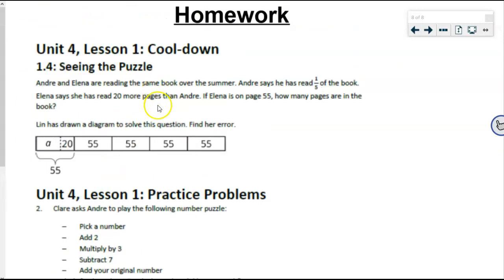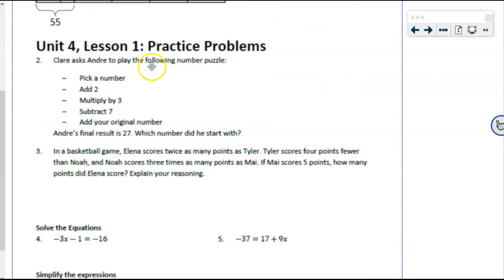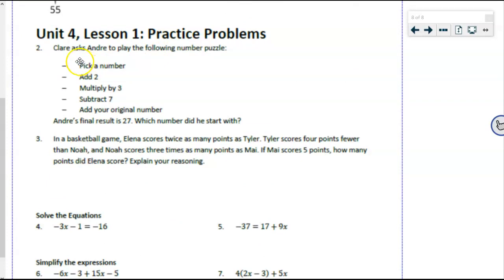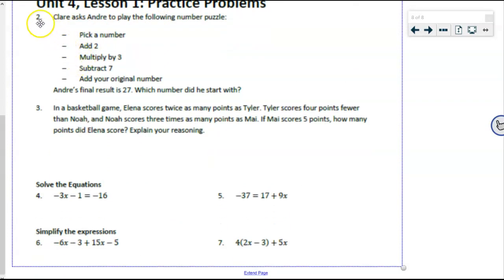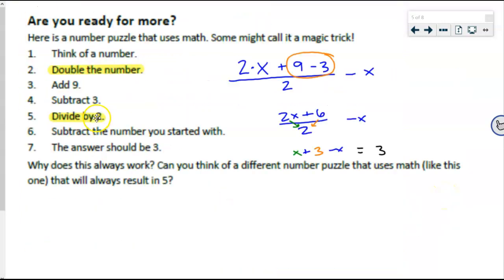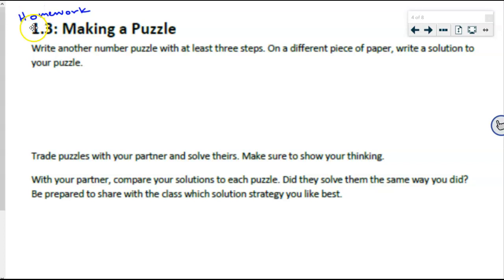Your homework is, let's see, we've already done the cool down, so it's not that. Scroll on past that. This is the homework. I skipped a couple problems, had to rewrite some, so it looks kind of weird, but we're doing problems 2 through 7 as part of your homework. And I also wanted you to write your own number puzzles so that we can share those with the class tomorrow. So that's your homework.